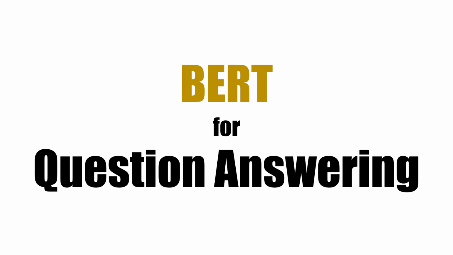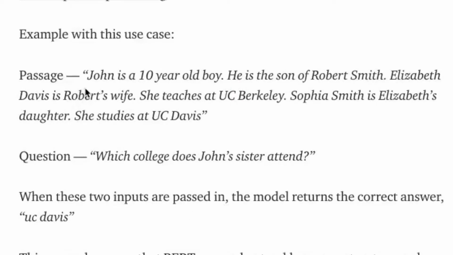Another use case I will show you is BERT for question answering. So as you see here, if we give a passage like John is a 10-year-old boy, he is the son of Robert Smith, Elizabeth Davis is Robert's wife, she teaches at UC Berkeley, Sophia Smith is Elizabeth's daughter, she studies at UC Davis. And the question is, which college does John's sister attend?